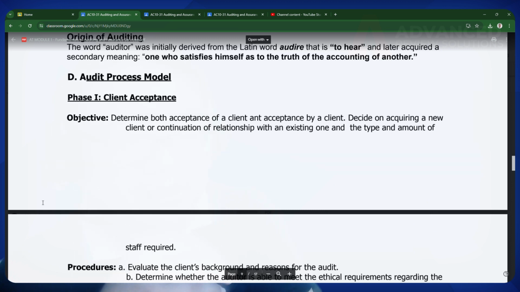So, ano yung audit process model? Anong gagawin mo? Phase 1 is the client acceptance. So, syempre, bago kayo mag-audit, kailangan i-accept mo muna kung sino yung kliyente nyo. Anong objective? Determine both the acceptance of the client and at the acceptable by the client. Okay? Syempre, dapat dapat aprobado mo 'yan, no? Decides on acquiring a new client or continuation of relationship with the existing one and the type and the amount of staff required, no?